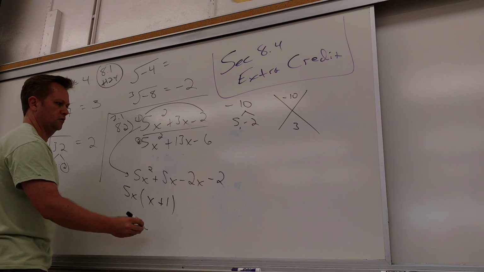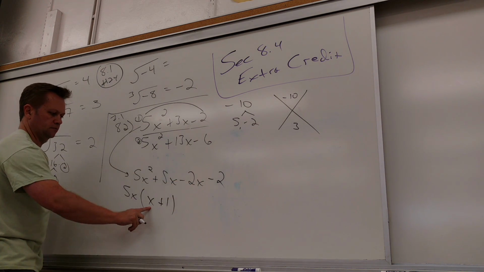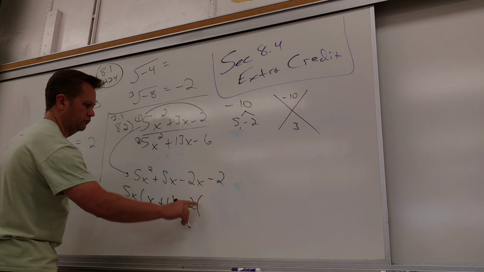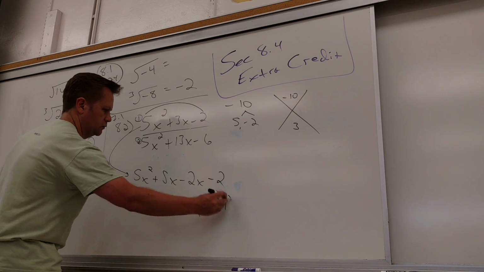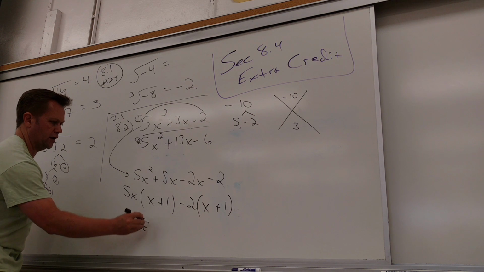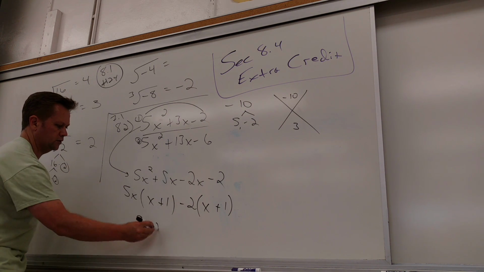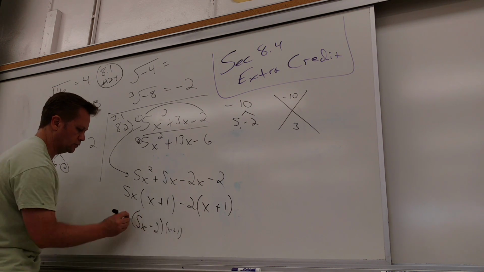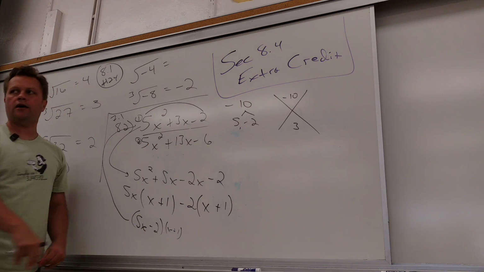Good, plus 1. So what has to come out of here? Negative 2. And remarkably, it's x plus 1. Yay! So then the top will become 5x minus 2. So that's what you would put on the top. Now do the same thing with the bottom.